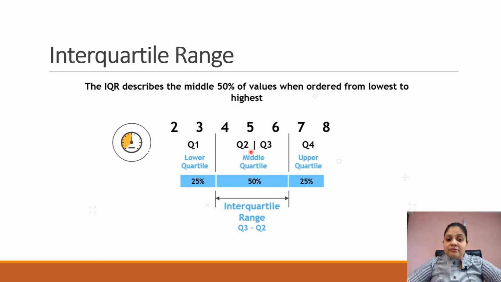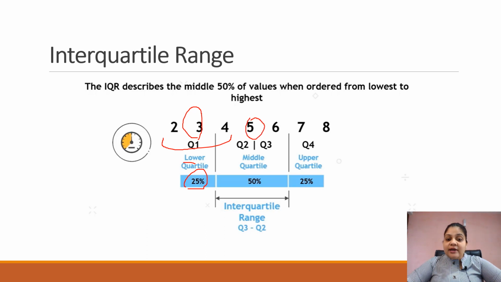Now from this median, on the left side I will again find the middle value, and on the right side I will again find the middle value. On the left side I have three values, 2, 3 and 4. The middle value will be 3. So 3 represents my first quartile, or the 25% quartile of my data.